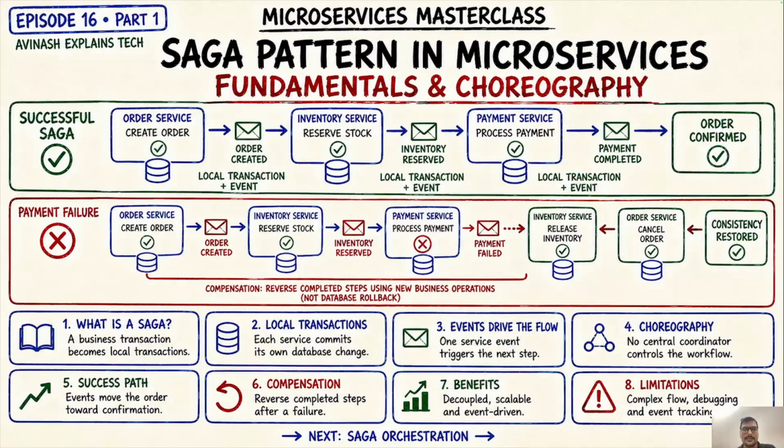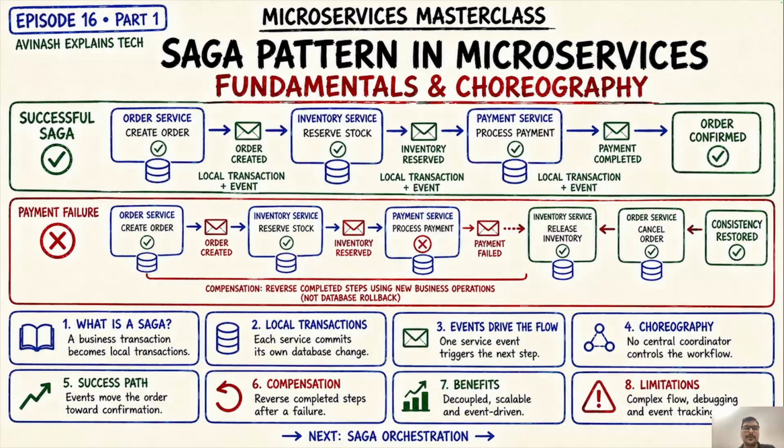But it has some limitations as well. Saga choreography has difficult workflow visibility. The complete business flow is distributed across several services. Looking at one service may not reveal what happens next.